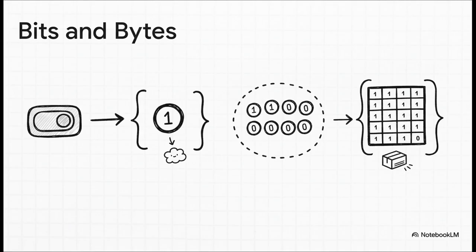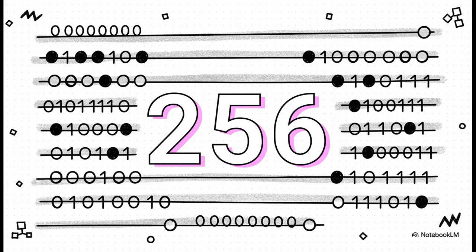It's just a little mashup of the words binary digit. And to keep things organized, computers like to group these bits into little packages of 8. And that package, that's what we call a byte. So why 8? What's so special about that number?